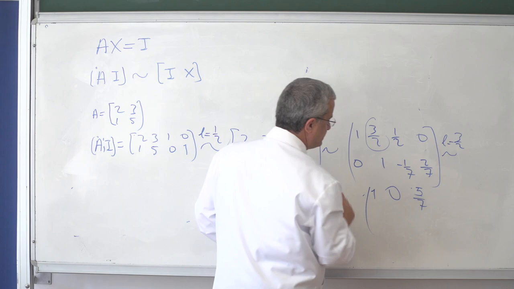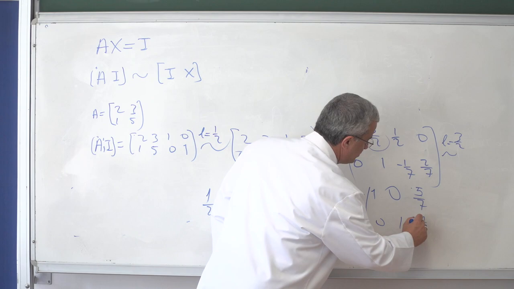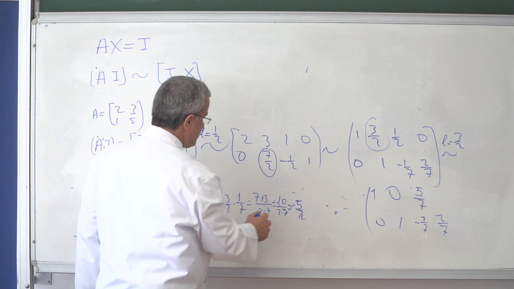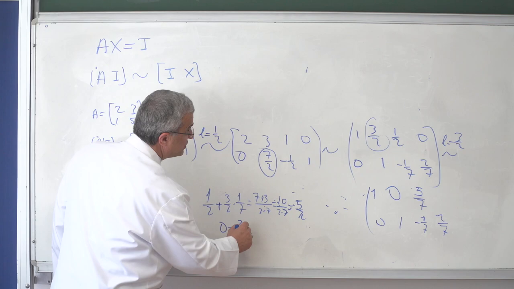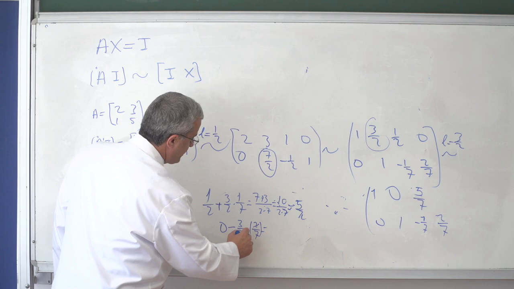Okay? Of course, this will remain the same. Let me just write it there automatically. Okay, so this one is 0 minus 3 over 2 times 2 over 7, right? This is minus 3 over 7.